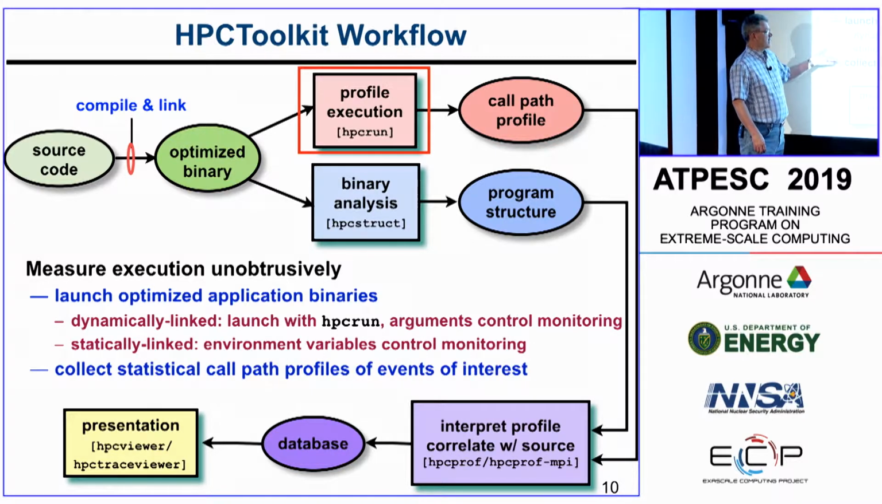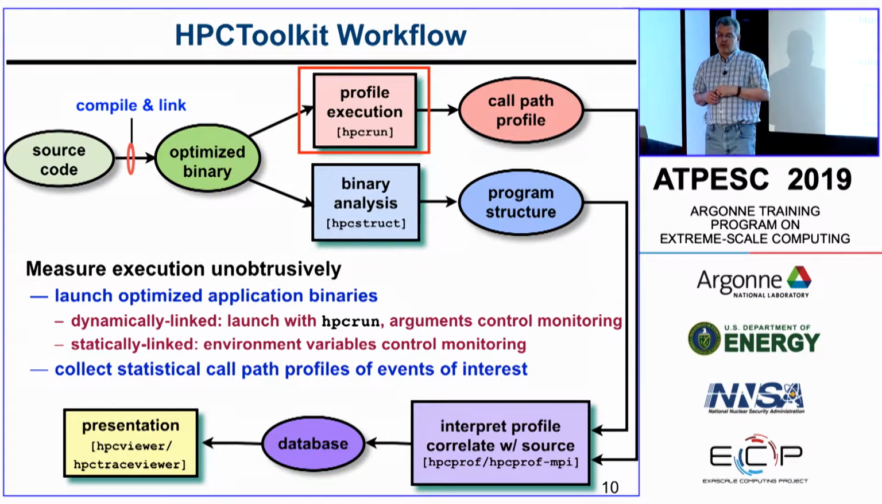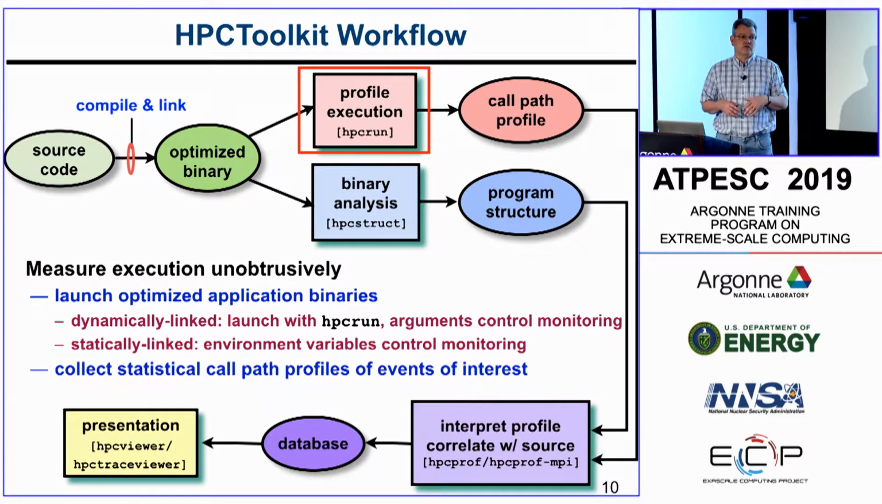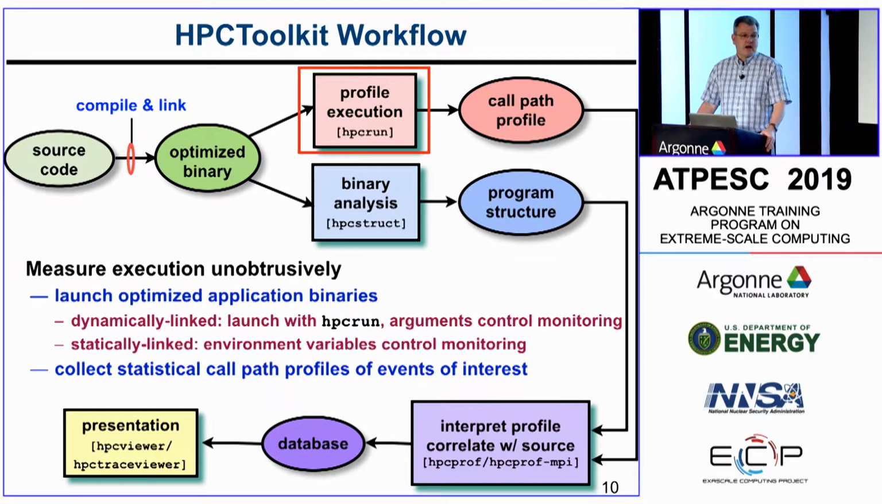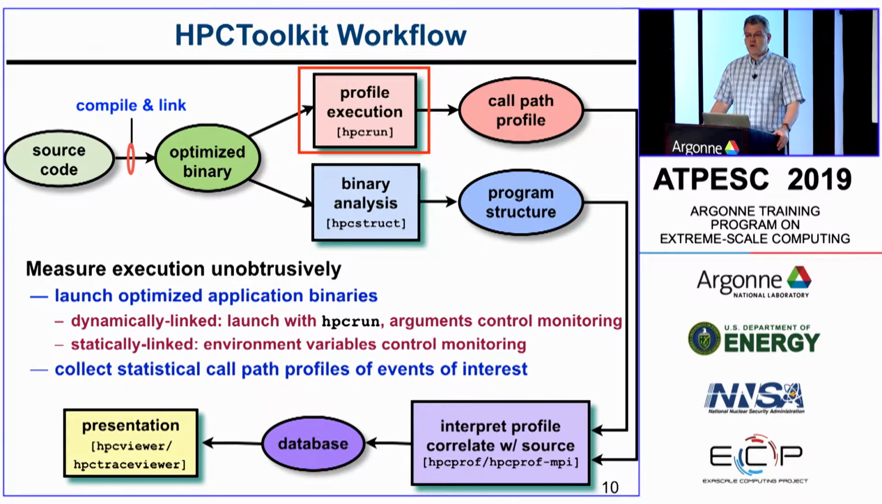As the application runs, we're collecting statistical call path profiles of the events of interest. The events of interest might be time, or it might be cache misses, or lots of other things, TLB misses. You can measure lots of different things about the interplay between the application and the hardware.